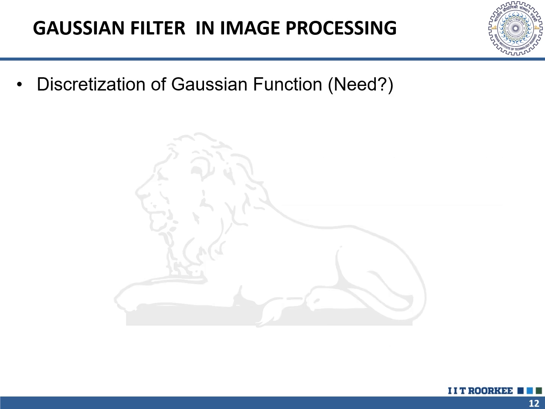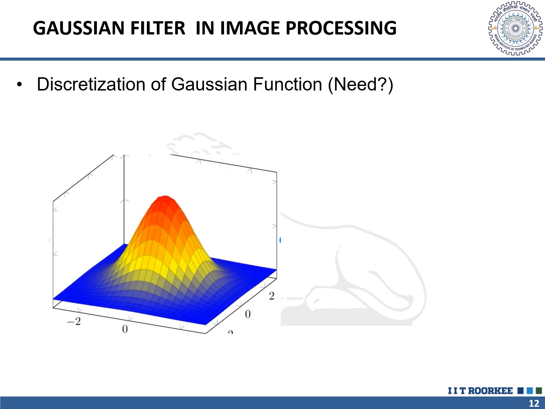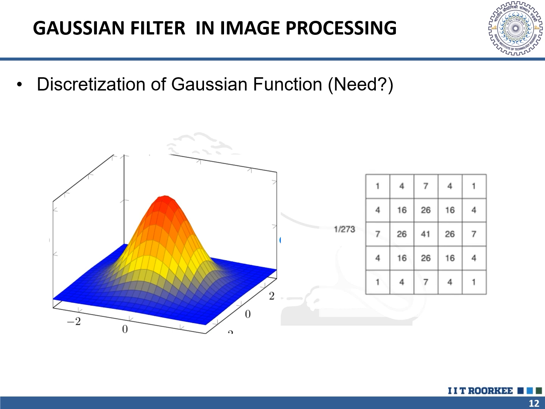Next, we will learn about the discretization of Gaussian functions. Why do we actually need the discretization of a Gaussian function and what does it mean? As you know, our Gaussian function looks like a plane, but when we discretize it to certain values, it will look like this. The discrete Gaussian function, when we put it in matrix form, looks like this.